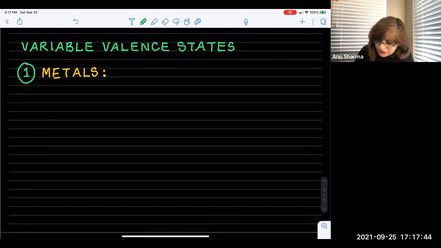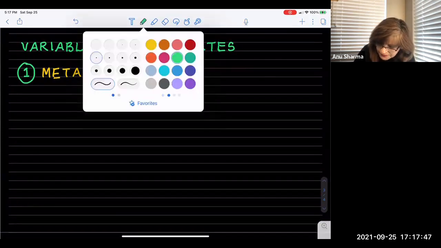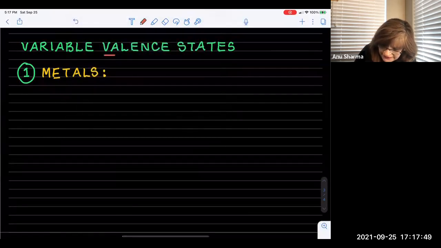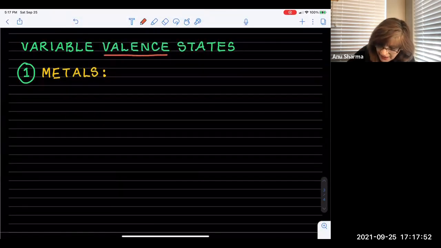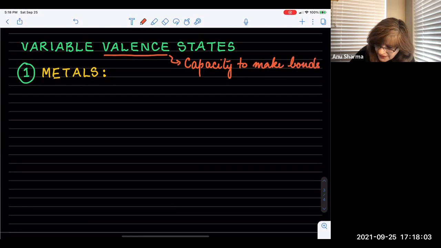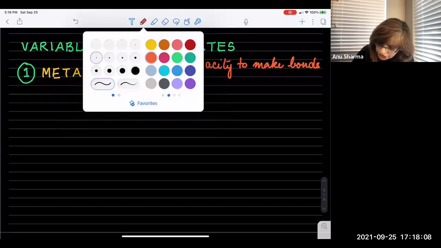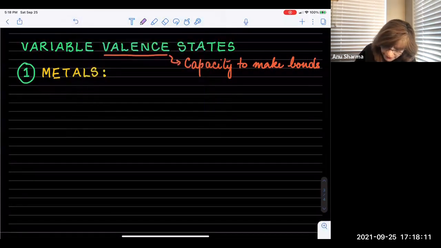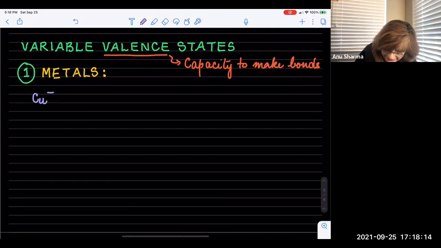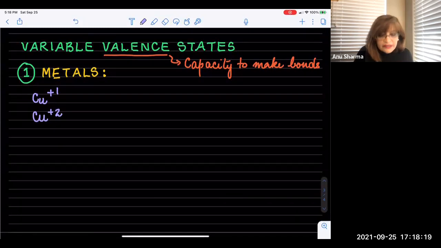Okay, so now let's look at variable valence states. What is the meaning of valence? Generally, you see valence electrons, but valence state means the capacity to make bonds. Capacity to make bonds. Now here's something to keep in mind. We already know about metals. For example, I'm going to take one example here of copper. Copper exists in plus one state, and copper exists in plus two state. Okay, so in what condition is this happening?